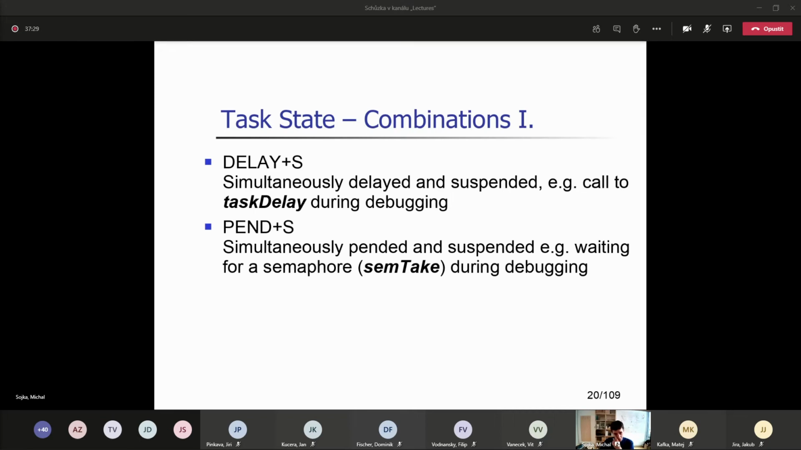In this column, you can see states like delayed, pending, ready, but you can also see things like delay plus S or pend plus S. This means that the task is in the delay state and at the same time can be suspended if somebody else suspended the task while it was in the delay state, and so on.